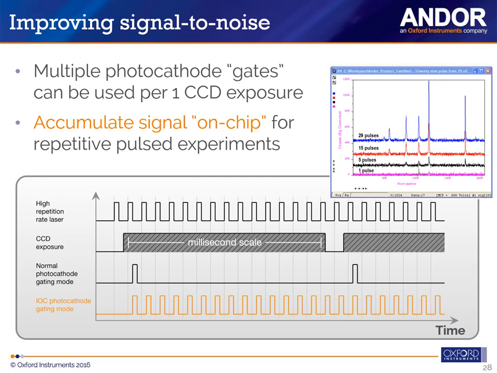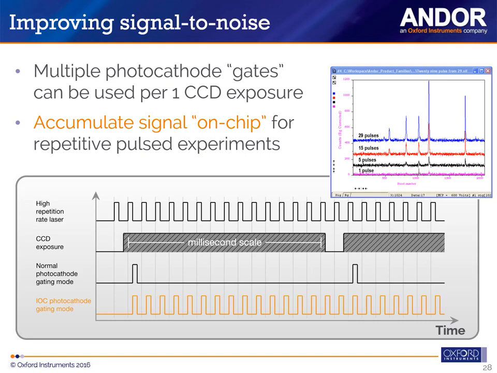There are certain ways to improve the signal-to-noise ratio in ICCDs. One of them is described here and called integrate on chip. If you look at the graph at the very bottom of the screen, CCD exposures can typically be milliseconds. And during the CCD exposure, you would open the photocathode, like a normal photocathode gating mode would be one gate. And the rest of the time is basically accumulating noise from a camera or from a sensor, and not making full use of potentially useful signal being generated by the experiment.